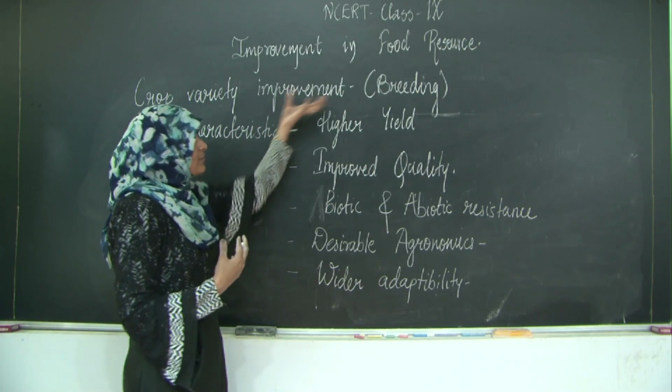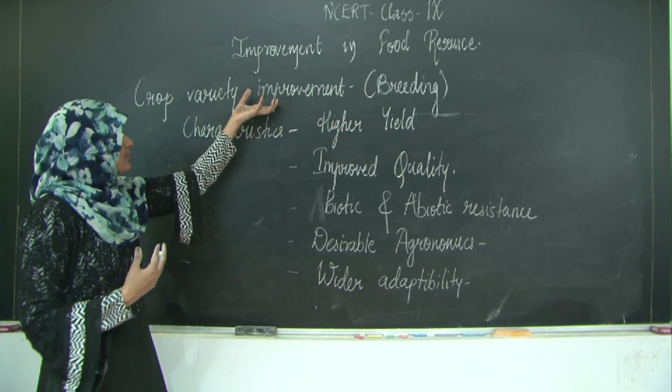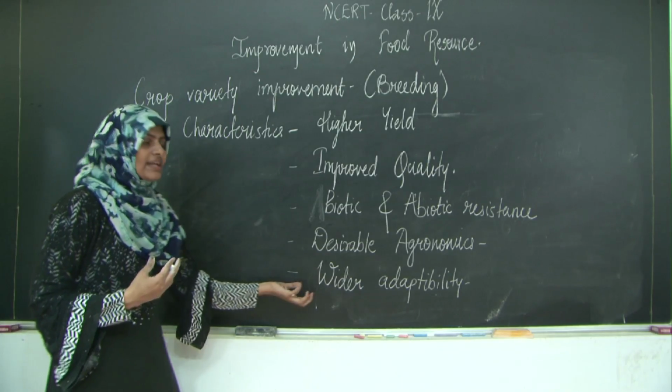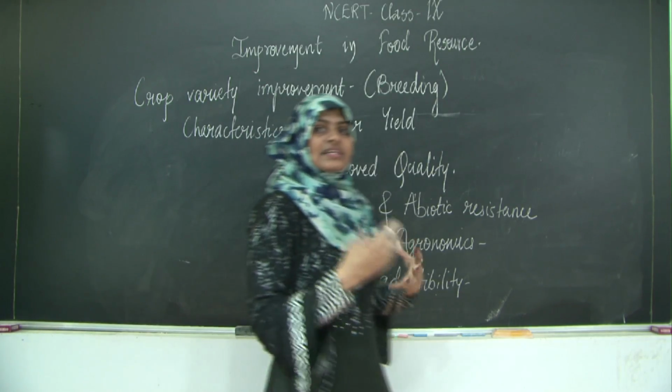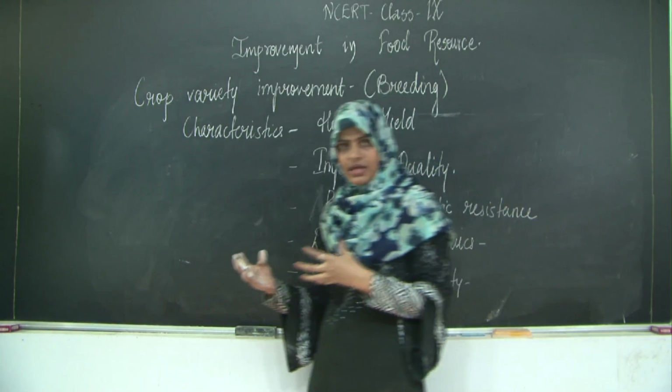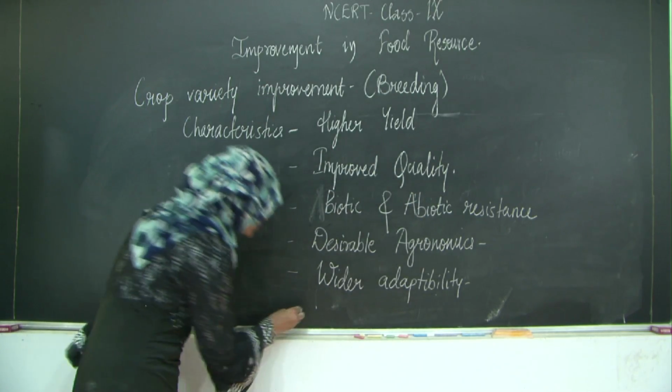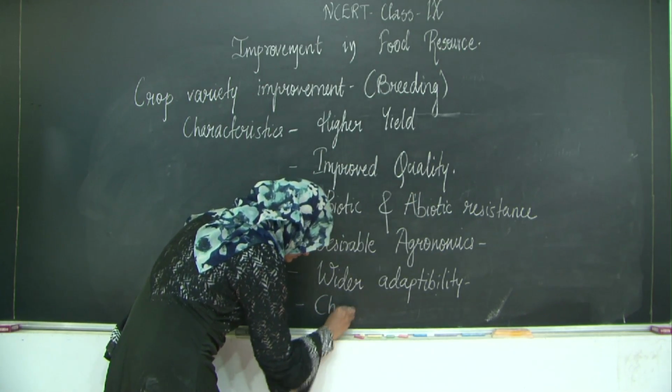So the crops also are adapted to a particular climate. Now the scientists are improving this crop. The varieties are improved so that they get wider adaptability. That means the seed can be grown anywhere. Okay, and the last one is change in maturity duration.